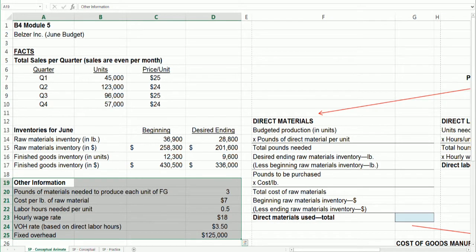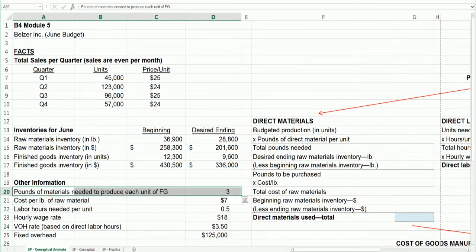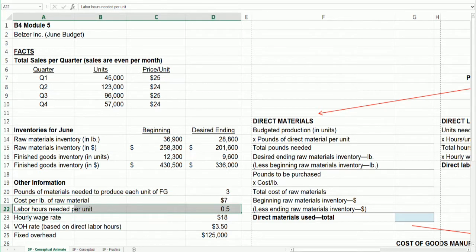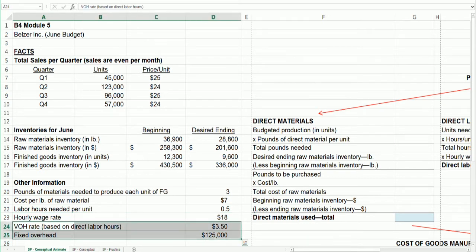How nice and generic. So they tell us here that first off, to make a new unit, a new item of finished goods, you need 3 pounds of raw materials. It costs $7 for each pound of raw materials. So that's my direct materials cost. Then I have my direct labor. Well, it says it takes a half an hour of direct labor to make each unit, and we pay our workers $18 an hour. Then we have our overhead, which has both a variable and fixed component. We have a $3.50 per direct labor hour, so we know that direct labor and variable overhead are going to be linked. And then we have fixed overhead of $125,000 as well.